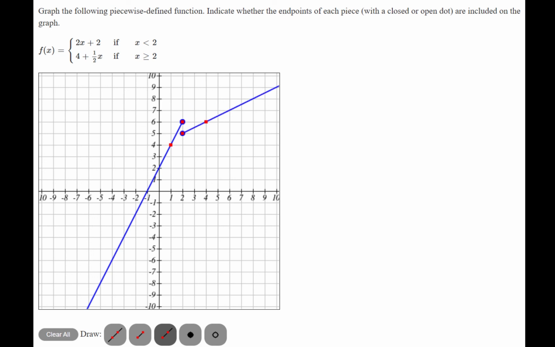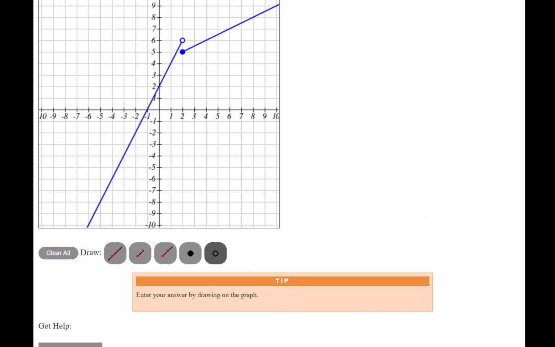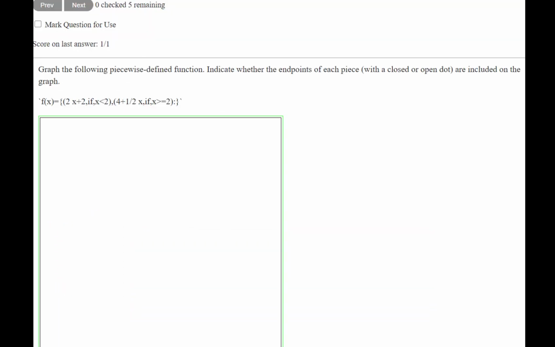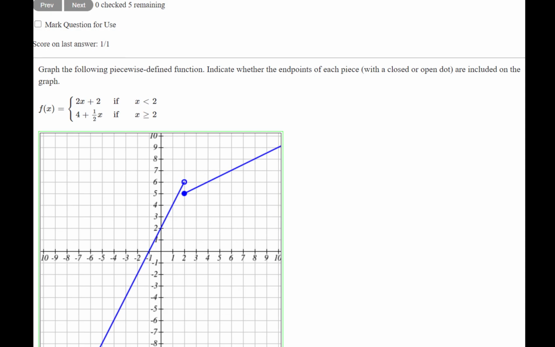Now don't worry about it. It looks like it may have filled in your open circle with the red dot, but it hasn't. If you click the dot tool, you'll see that it has not, and when you submit, you'll get the right answer.